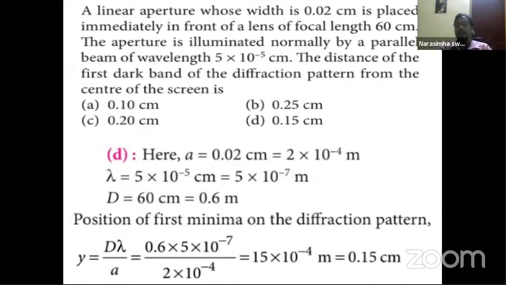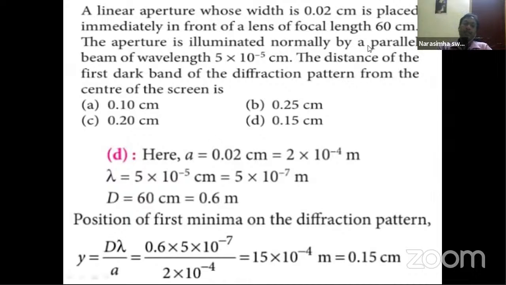Intensity is not the same for the diffraction pattern. From the center, as distance increases, the intensity of that pattern decreases. Whereas in the case of interference, the pattern will be the same. Means if you go away from the center, all the alternate bright fringes will have the same brightness. Whereas in the diffraction, as the distance increases, the intensity decreases like this.